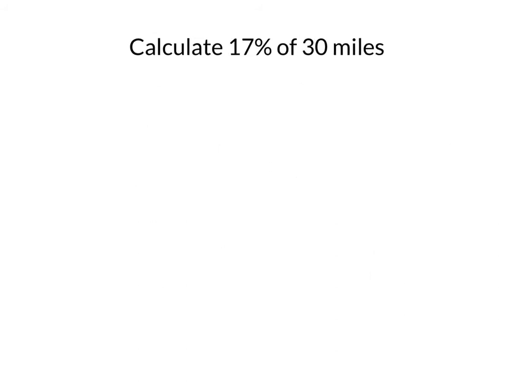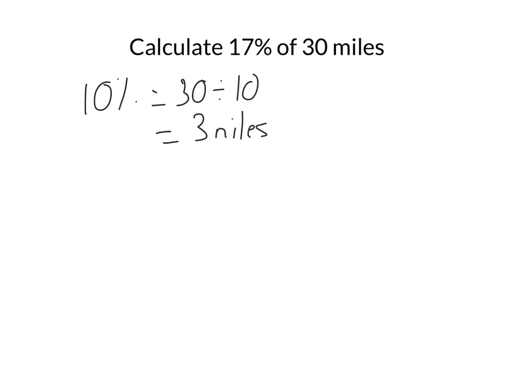On to the final example then, potentially a little bit more tricky one. So we need to find 17% of 30 miles. So to find 17%, I would calculate 10% first. So we know 10% is going to be 30 divided by 10, which is going to give me 3 miles. There are now two methods, so I'm going to split my page in half from here.